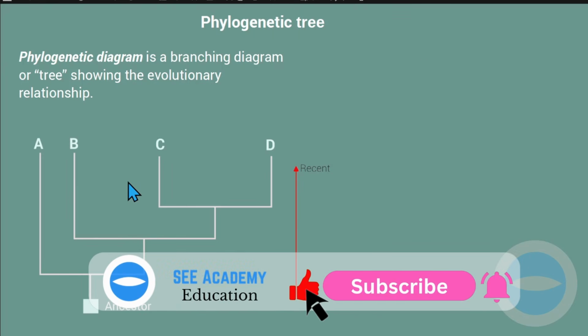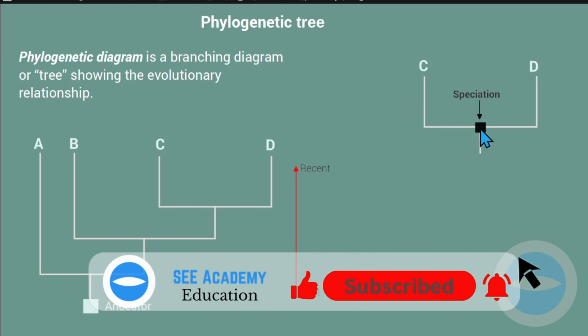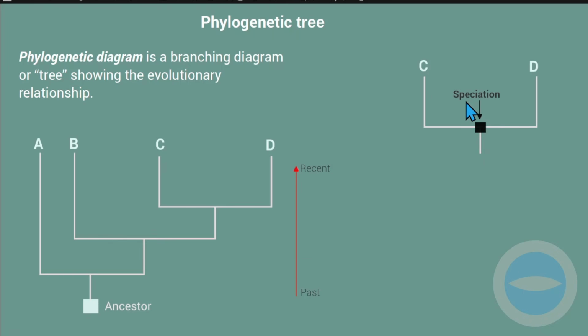For example, as you can see here, this place where there is a branching of these lines, we call it speciation. In our last video we talked about speciation. Speciation is when a population of a species is divided into two groups, and then at the end a new species is formed. So this place is called a speciation.